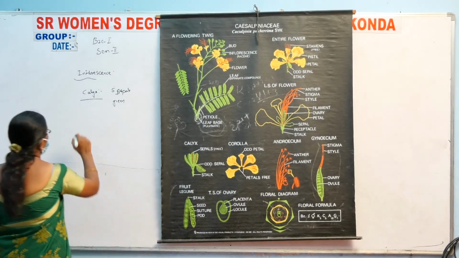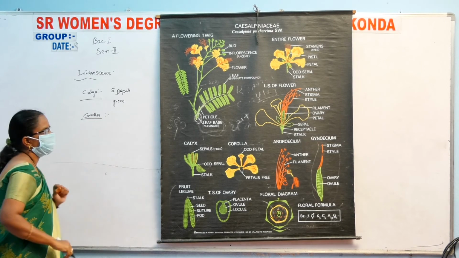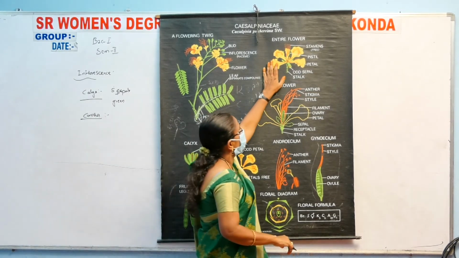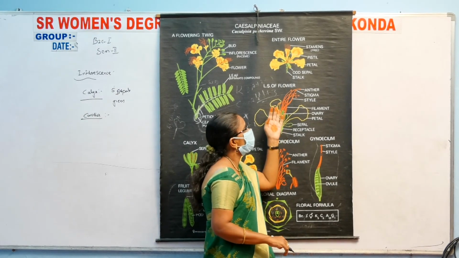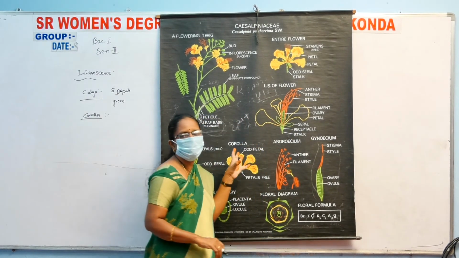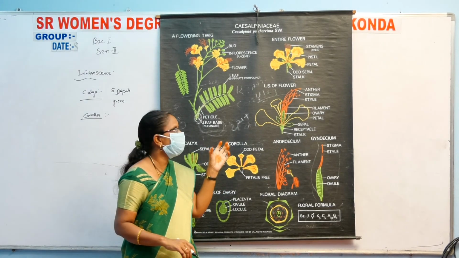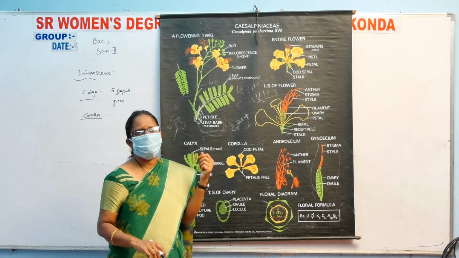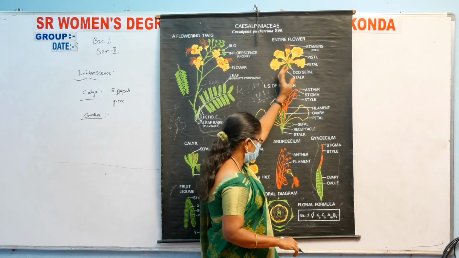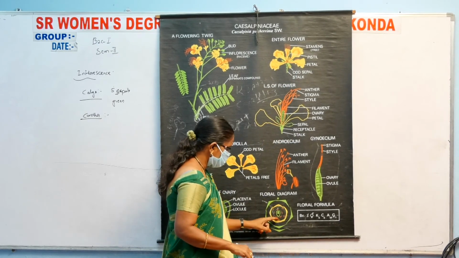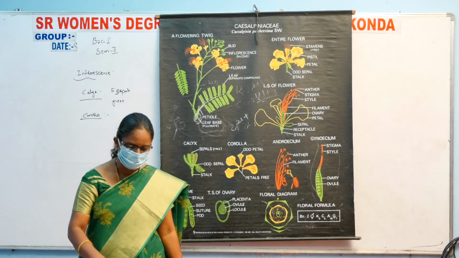And the next one is the corolla. The corolla consists of 5 petals. Petals are normally attractive. Bright colored petals are present in Caesalpiniaceae: yellow, orange or pink. These are the 5 petals. These 5 petals are arranged in imbricate or valvate estivation.